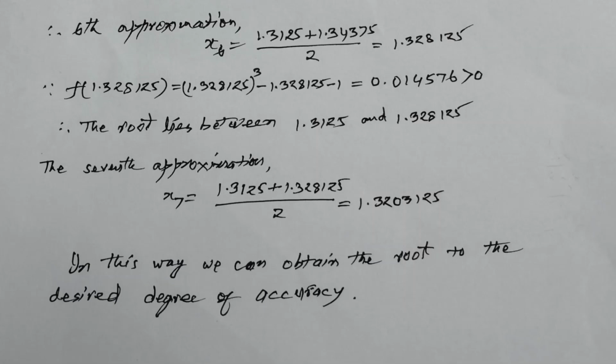Now we calculate the seventh approximation. The seventh approximation x7 will be equal to (1.3125 plus 1.32815) by 2, which is equal to 1.3203125. In this way, we can obtain the root to the desired degree of accuracy.